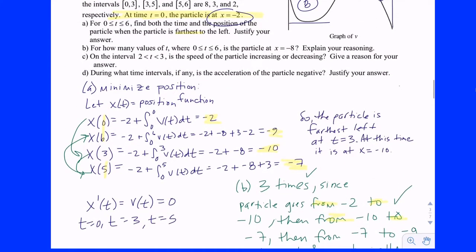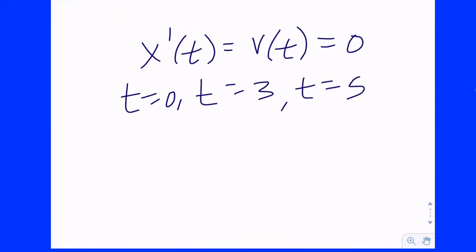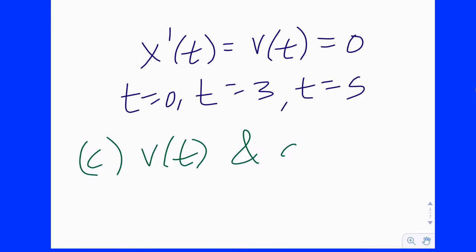Okay, part C, on the interval from 2 to 3, is the speed of the particle increasing or decreasing? Give a reason for your answer. I love this question. When you're talking about speed increasing, you need to look at two things, don't you? You need to look at the velocity and the acceleration. Just remember, if they are working together, speed should be increasing, and if they're working against each other, decreasing.